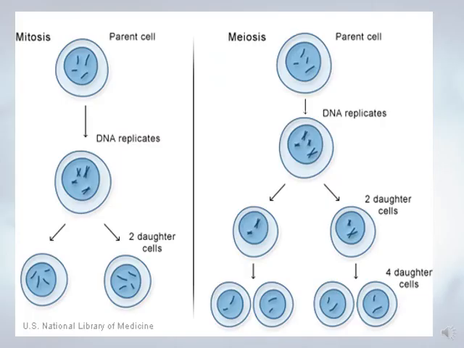Also, in mitosis, DNA replicates and we get 2 daughter cells, and they are identical to the mother cell. While in meiosis, they are not identical to the mother cell, and we have 4 daughter cells. Each daughter cell will give 2. So after meiosis 1, we have 2. After meiosis 2, we're going to have 4 daughter cells.